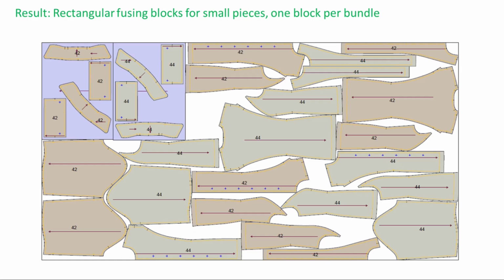And this is the result. AutoMarker has created fusing blocks containing the small pieces, one block per bundle.